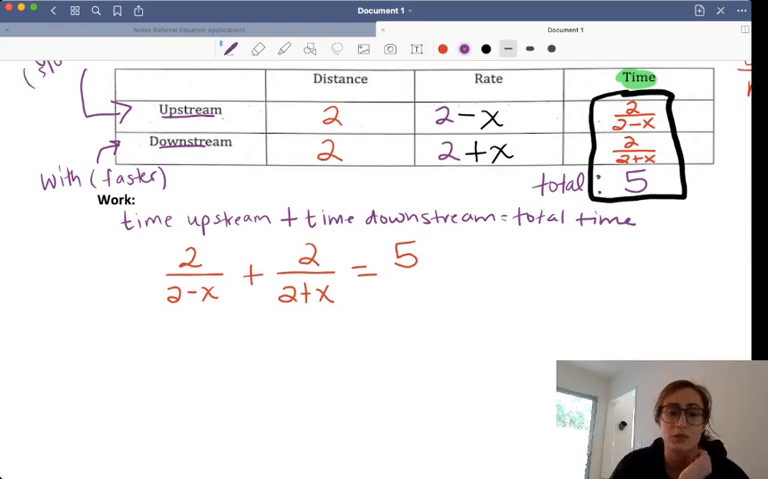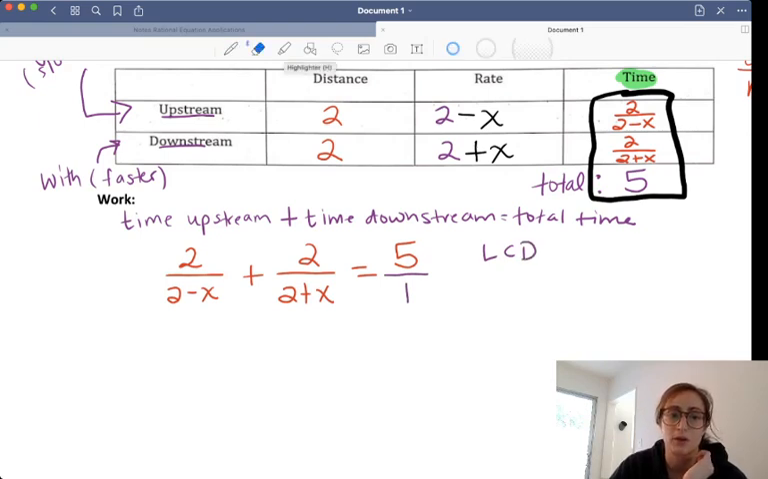The first thing I'm going to do for this one is put a 1 underneath the 5 to make it look like a fraction. And if you remember the way I thought about it the other day, I'm looking at how many different denominators I have. I have a 2 minus x here and a 2 plus x here. And 1 is not going to change the value of anything, so I don't need to multiply by 1. If you put times 1 on yours, you'll get the right answer anyway. So my least common denominator is going to take 2 minus x and multiply it times 2 plus x.